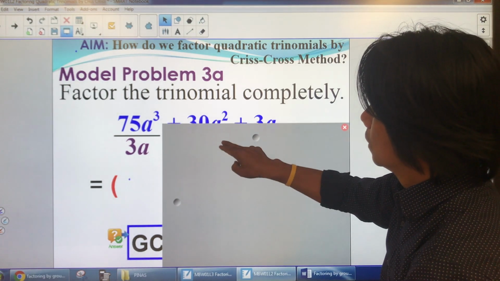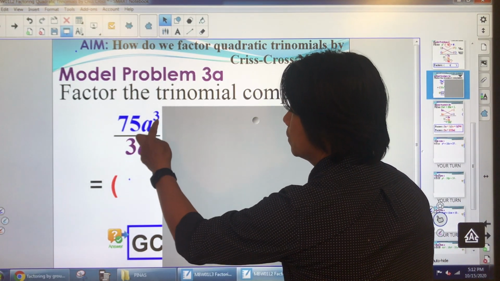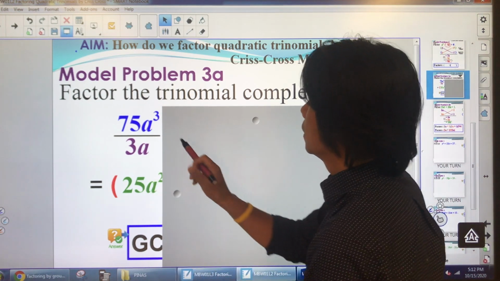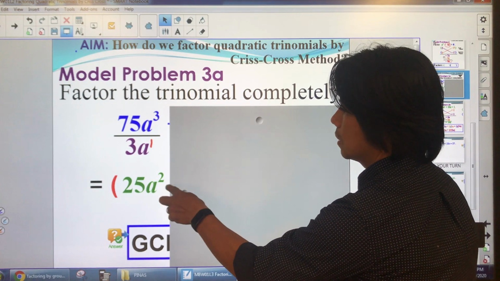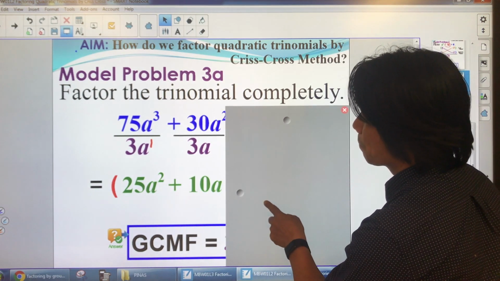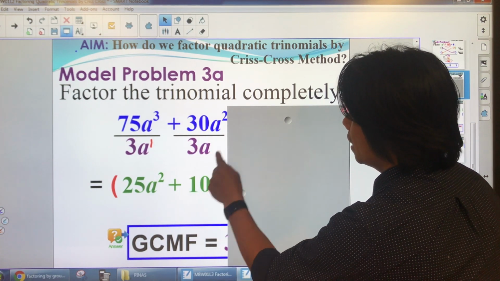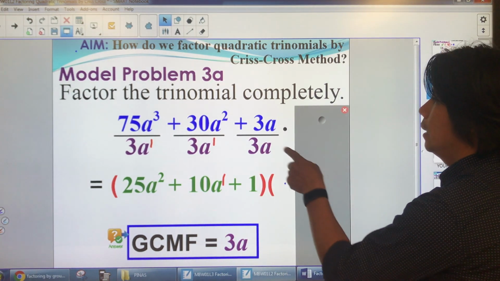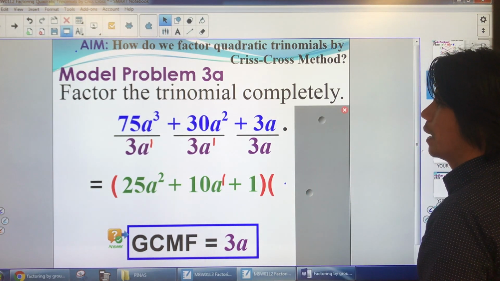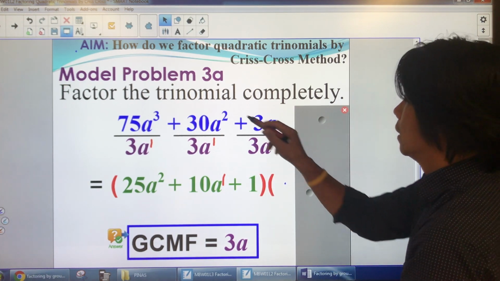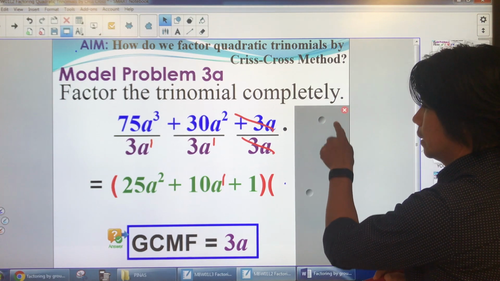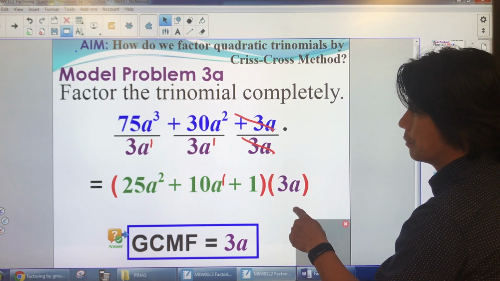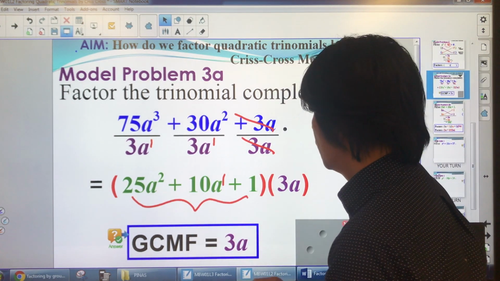You know what? Let's do it one part at a time. 75a to the third divided by 3a. 75 divided by 3, it's 25. We subtract the exponent. So 3 minus 1, that's 2, so it's a squared. Plus 30 divided by 3, that's 10. A to the second divided by a, again we subtract the exponent, that's a to the first. And positive 3a divided by positive 3a, they divide out, and that's equal to 1. Now we put them inside the parentheses, right? And what do we put here? The GCMF. But we're not finished yet. This is still factorable.